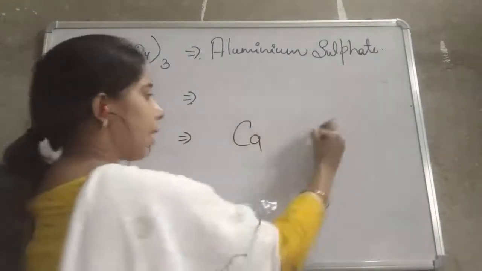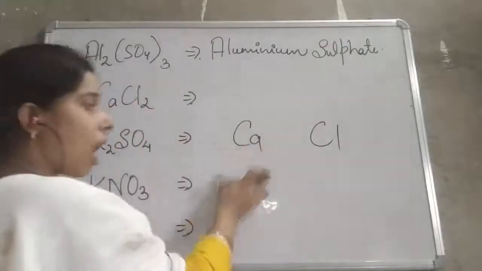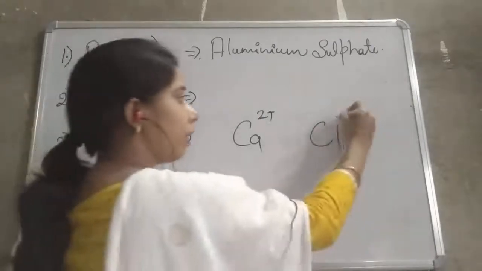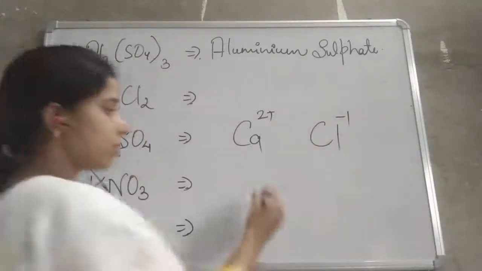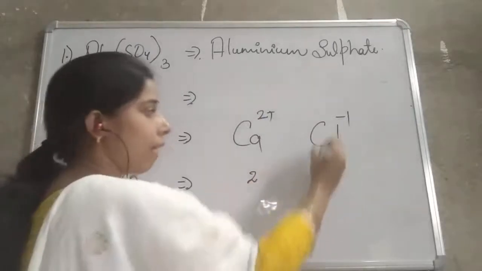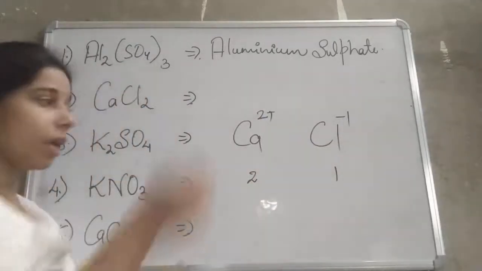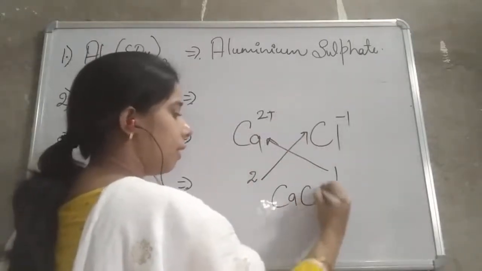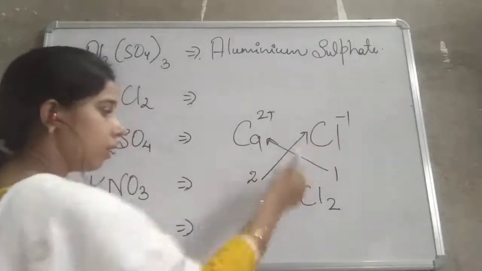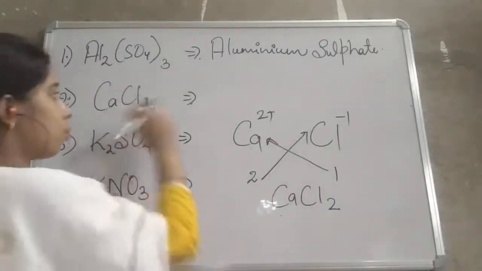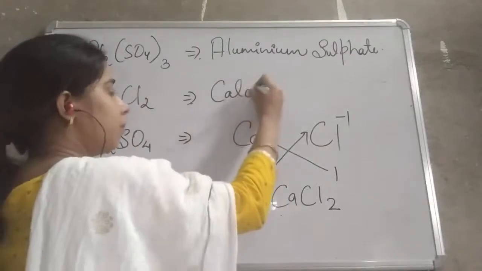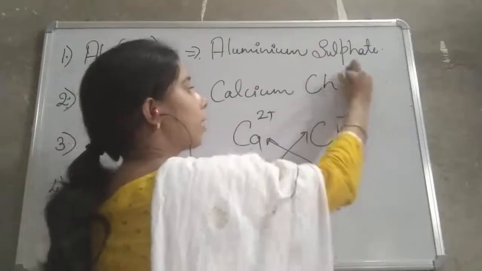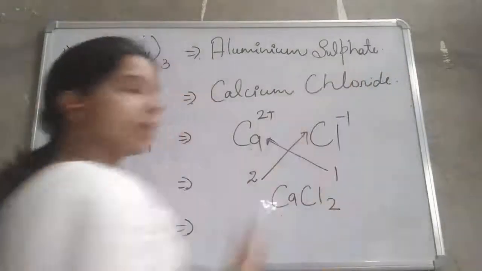If you see the second one, here also it is the same thing. Calcium is there, and chlorine is there. The charge on calcium is +2, and the charge on chlorine is -1. So the valency of calcium will be 2, and the valency of chlorine will be 1. Then they crisscross each other, and the formula is CaCl2, Ca1 Cl2. So the name will be calcium, and the chlorine is attached with it. There will be no prefix we should add, so calcium chloride.